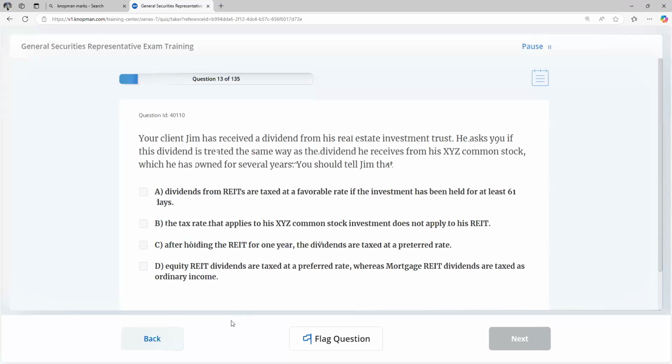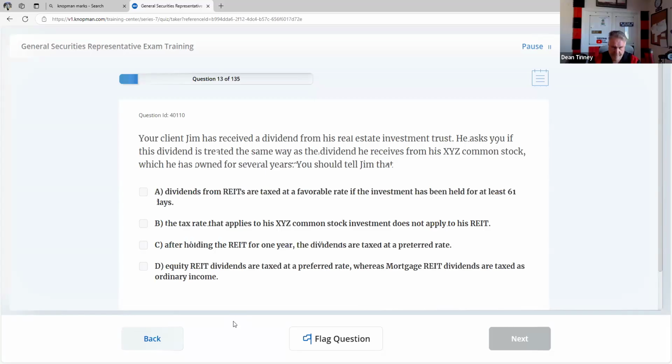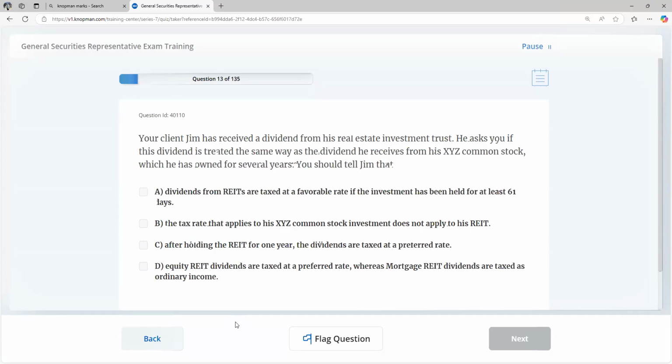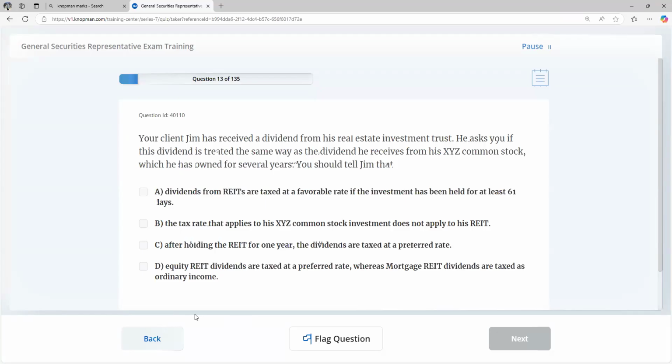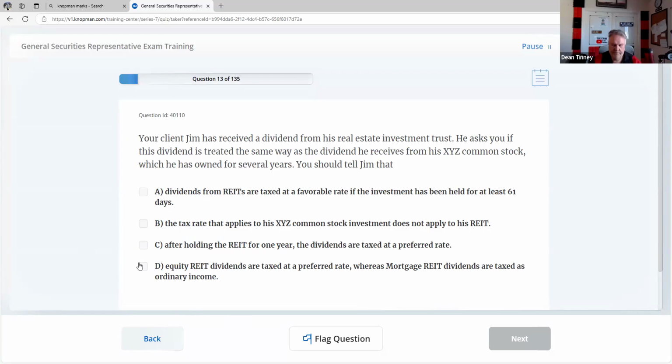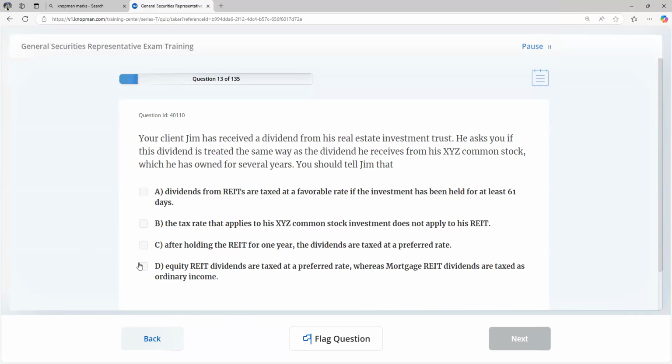Dividends from REITs are taxed at a favorable rate if it's been open for 61 days. That's kind of a weird number, I personally haven't seen it yet. So then don't pick it. If you haven't seen it, I don't think it's A and I don't think it's C. Right? I'm kind of leaning towards D, but you're also looking for, what are you leaning towards? Between B and D. I'm just trying to reread them. The tax rate that applies to XYZ. Maybe B. Final answer, yeah, I'm with you.